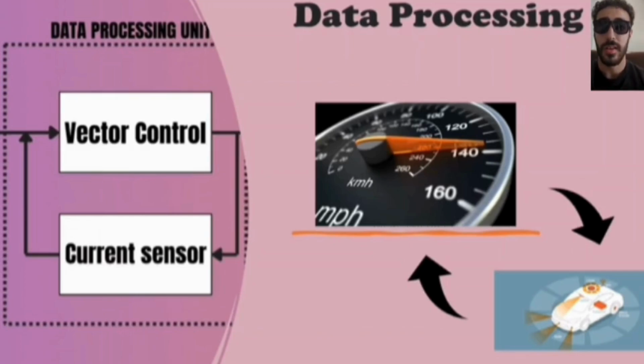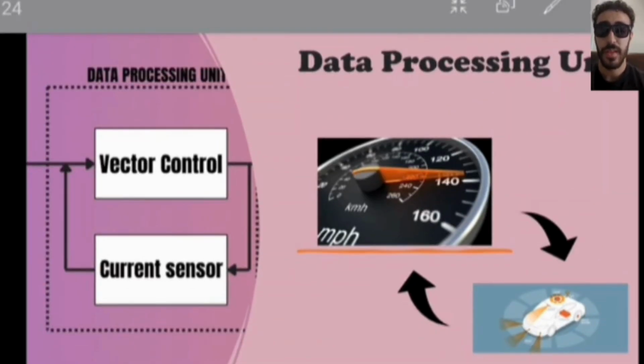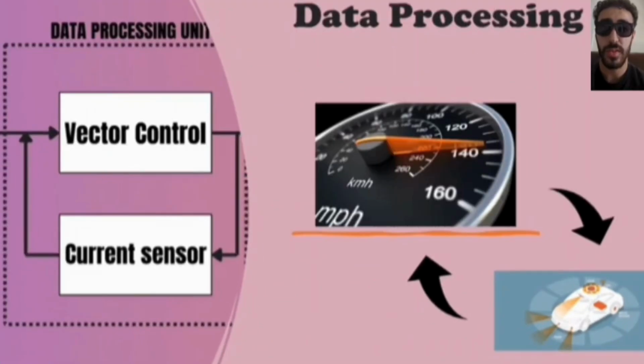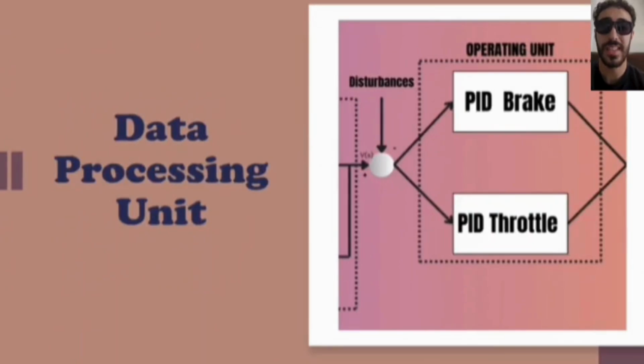Now let's take a look at the output and operating units. The final stage involves the operating unit, which translates processed data into actionable outcomes. The PID brake and PID throttle. It goes through one of them. It's used to precisely control braking and acceleration to maintain stability and safety.